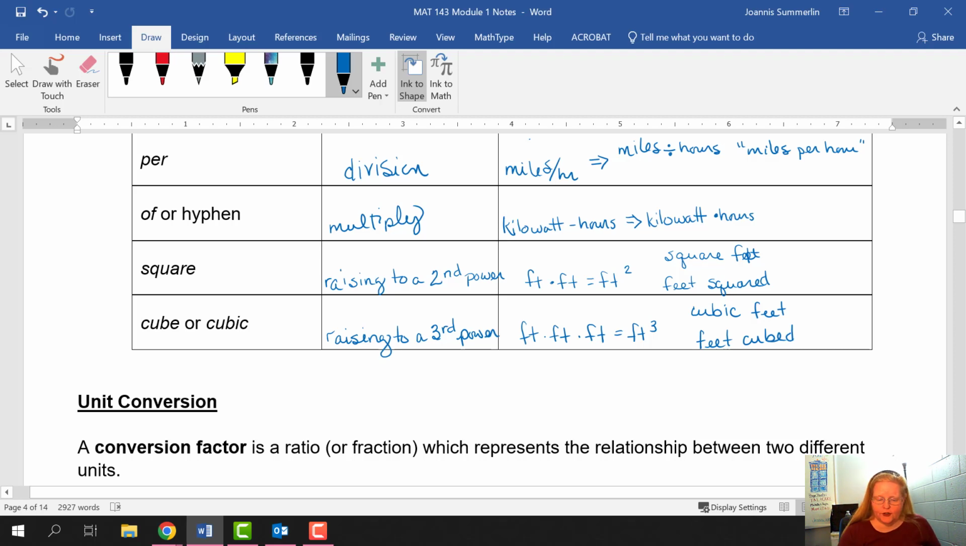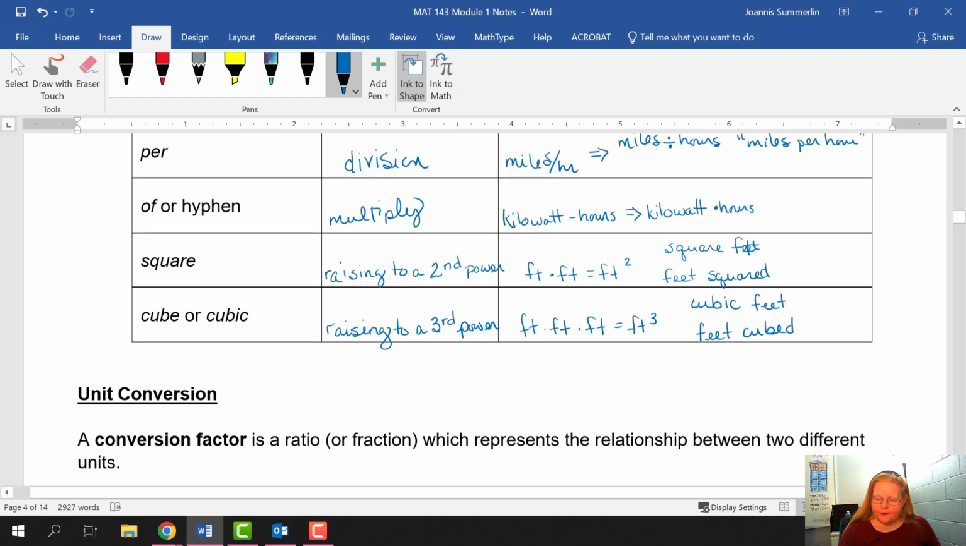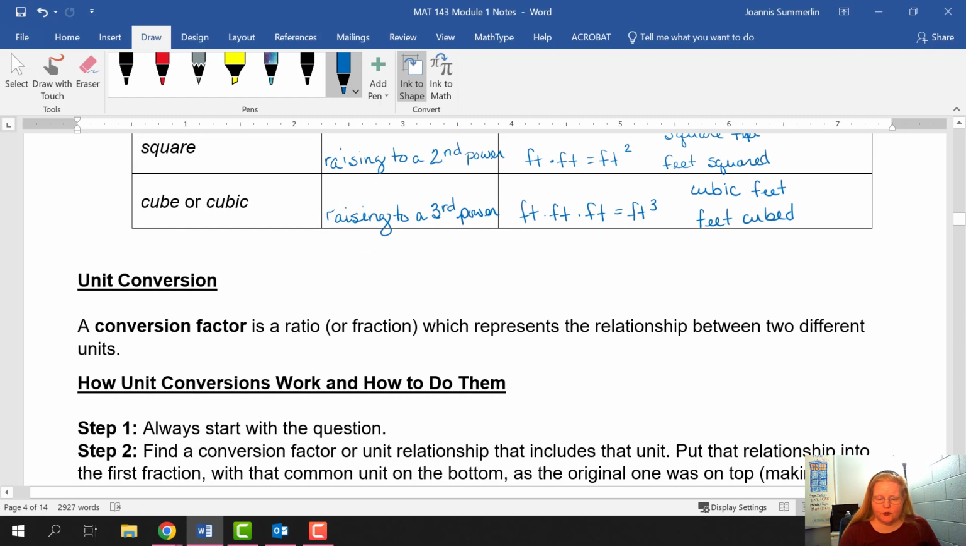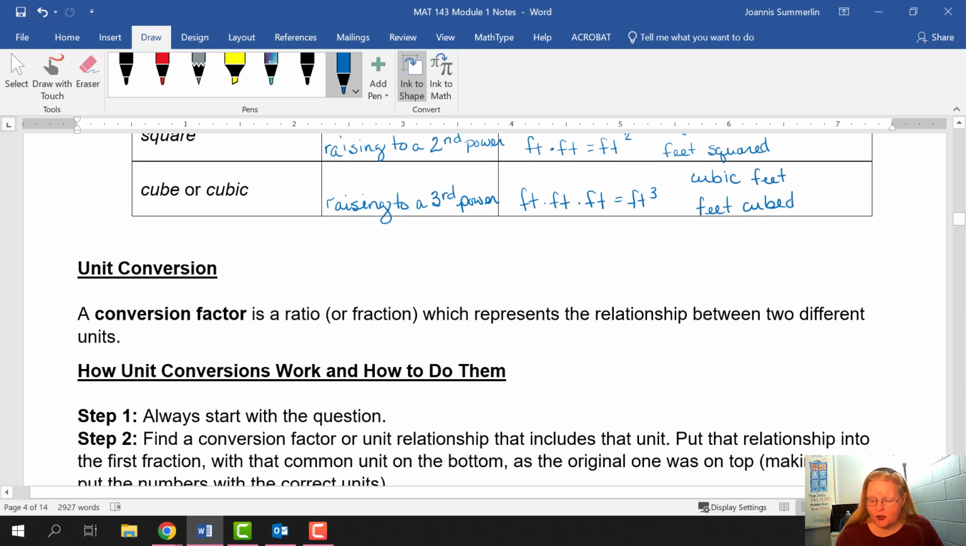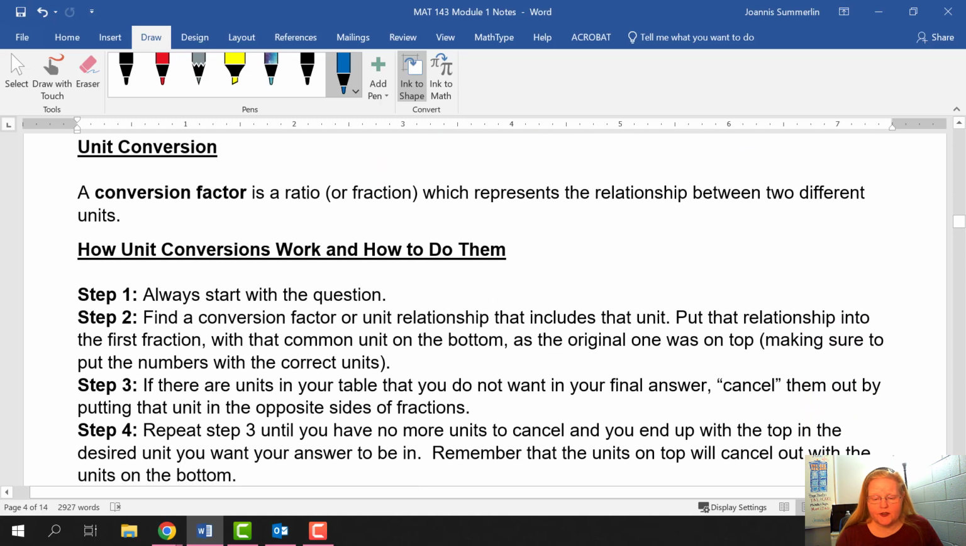A unit conversion has a conversion factor. The conversion factor can be written in two different ways. It's a ratio or a fraction that can be represented two different ways. You always need to start with the question first. And we'll show you some examples where that's very, very important. I think there's only one example in here where it's not quite so important to start with the question first. You can start with the conversion factor first to make it make more sense for you.